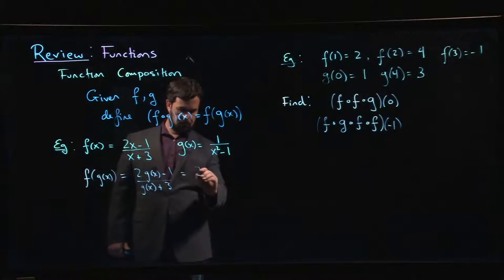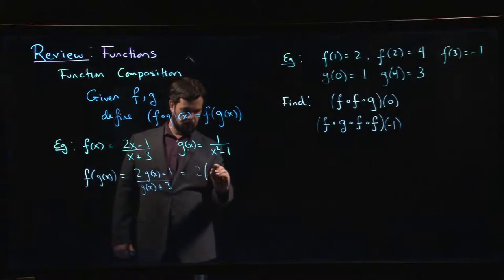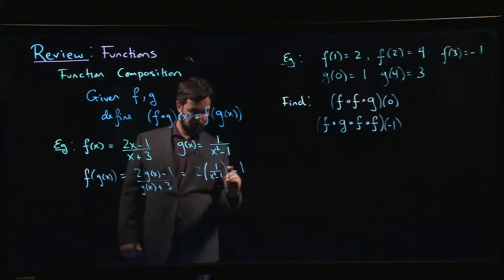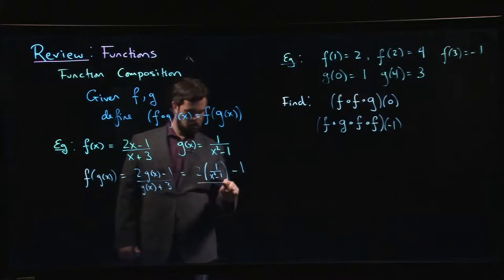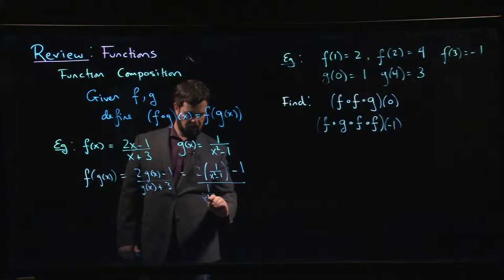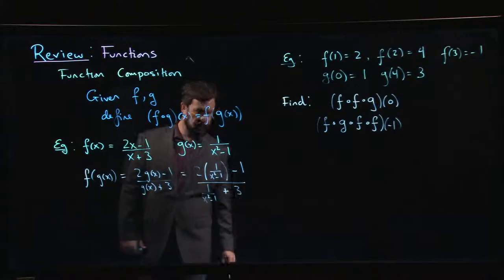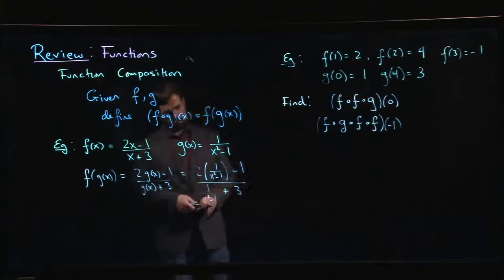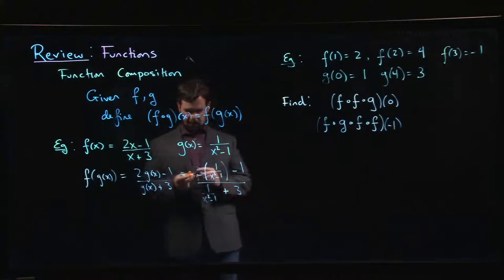So 2 times 1 over x squared minus 1, subtract 1 on the bottom, over 1 over x squared minus 1, there's my g of x, plus 3. Well, that's a pretty complicated looking expression. Maybe we want to simplify a little bit.